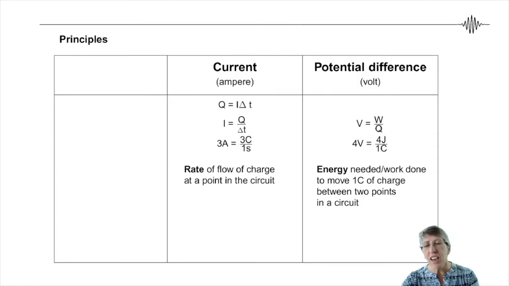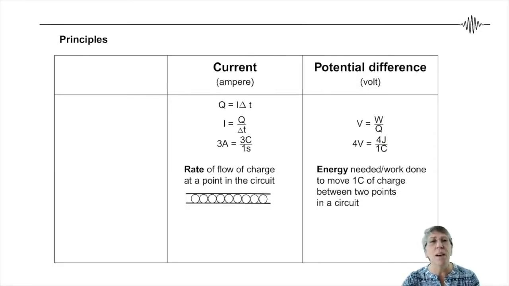Now with current, I usually find it easiest to think about a hose pipe with a lot of marbles inside. The charges are already there. The cell is not adding the charges to the circuit. The cell is just providing the energy, it's pushing them along.